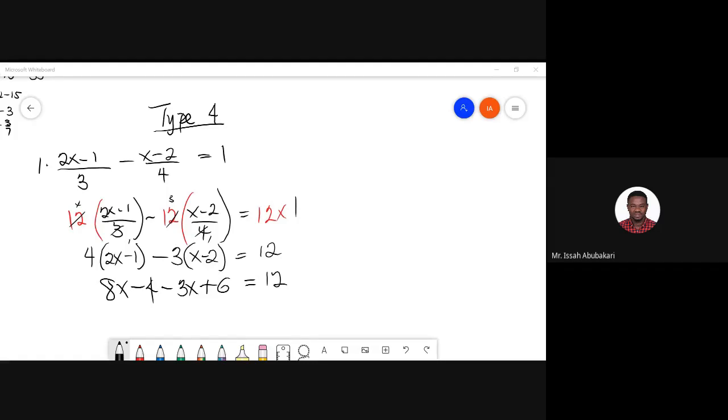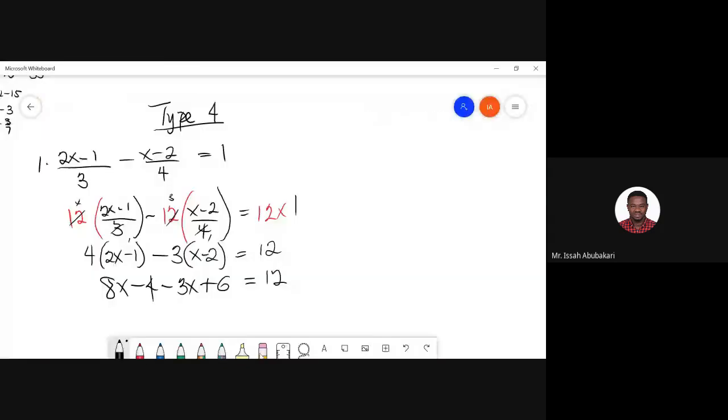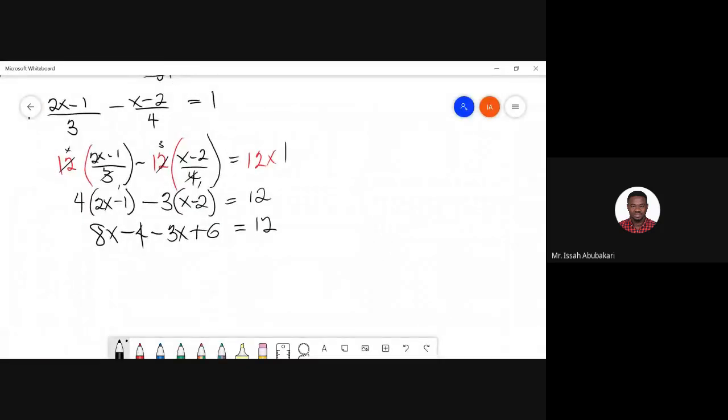All right, Chayut is giving us the answer already. Now let's see if what Chayut is saying is true. Okay, so let's group like terms. You're going to have 8x minus 3x is equal to 12 plus 4 minus 6. Better still, we can also simplify it first before we group like terms. Let's simplify it first.